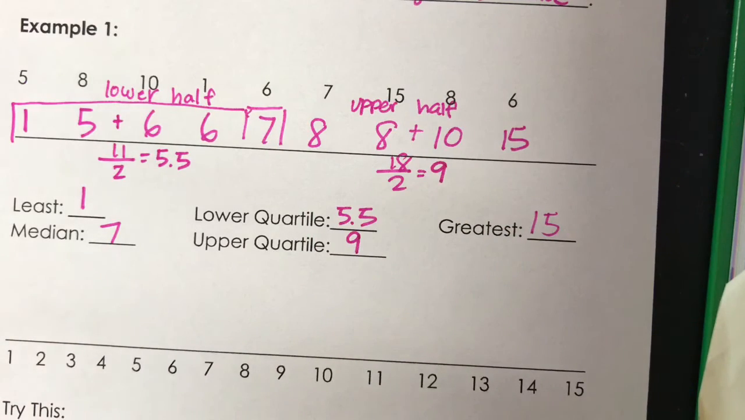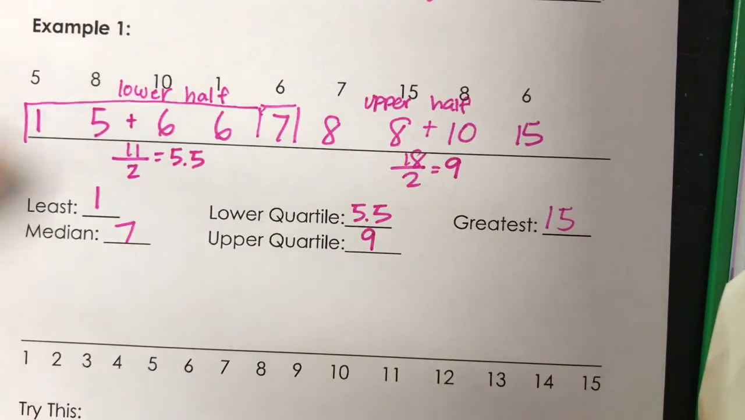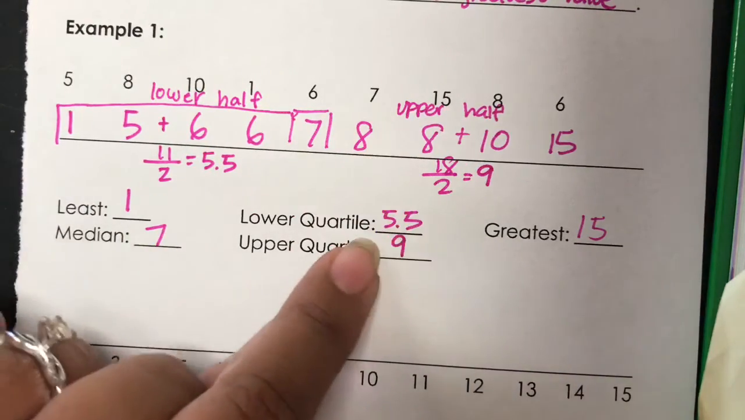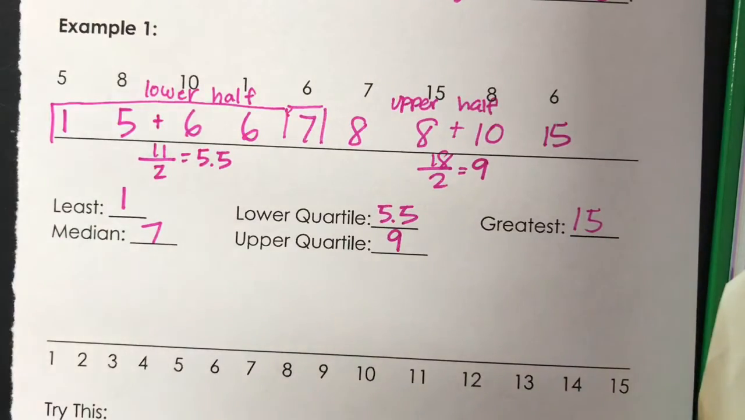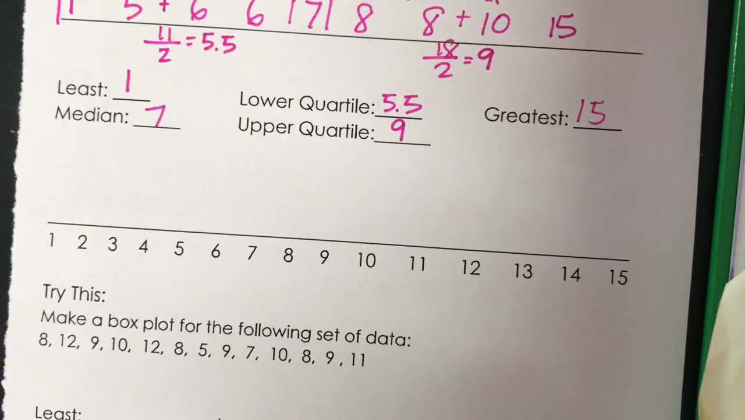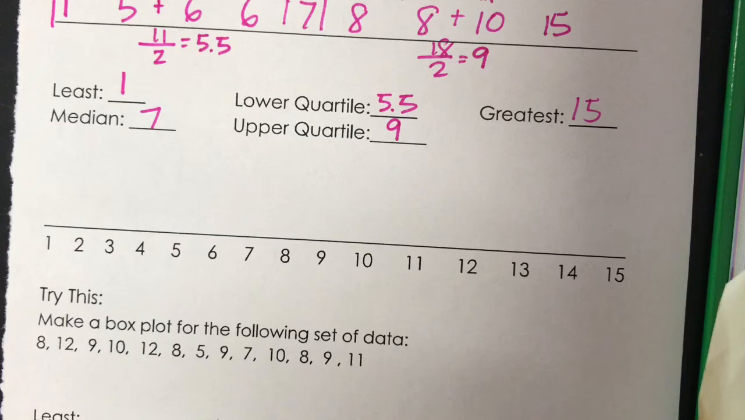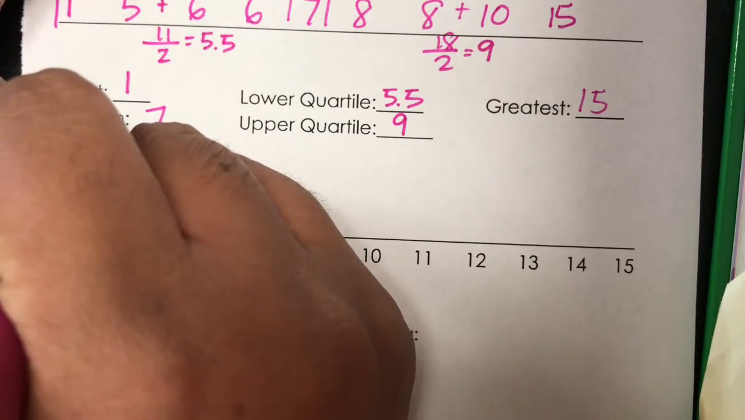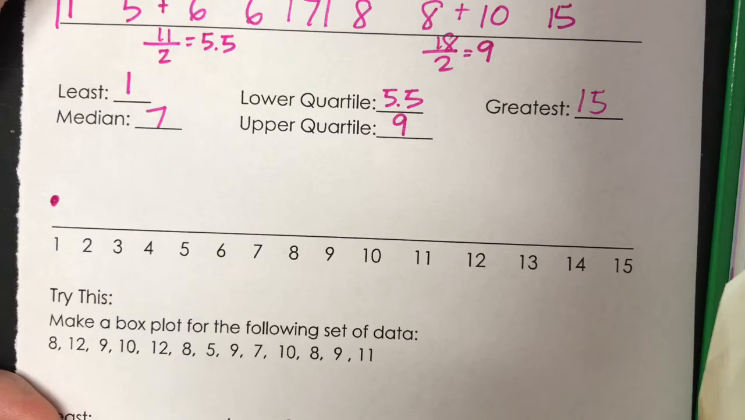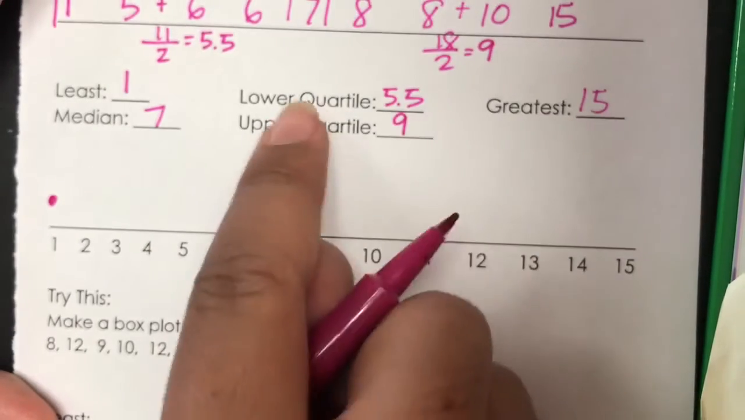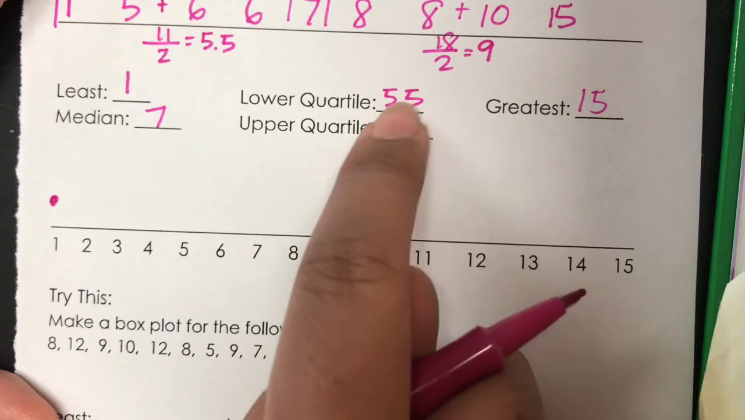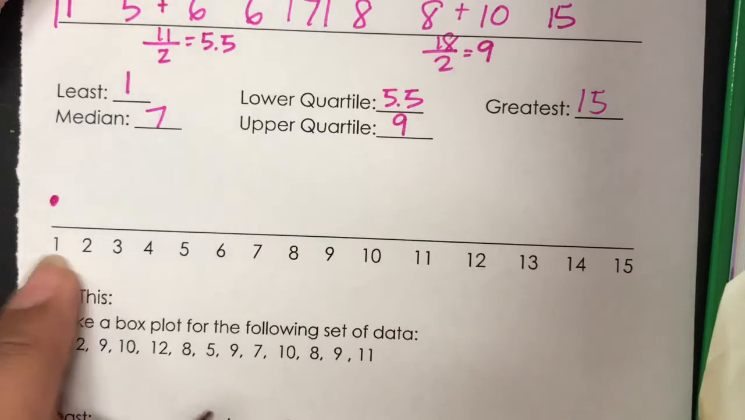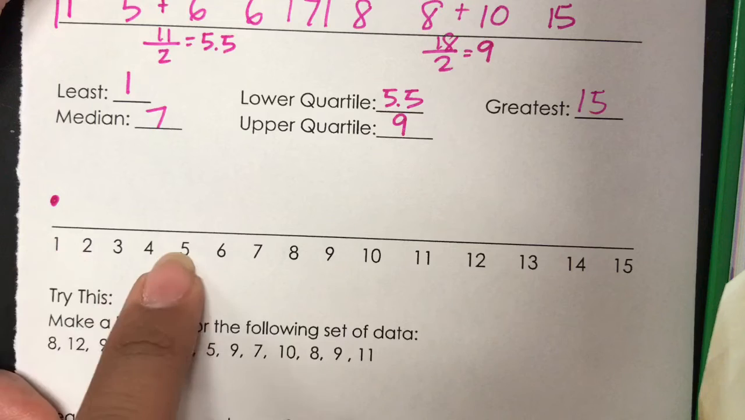All right, so lo and behold, we now have our 5-number summary. We've got our least value number, our greatest value number, our median, our lower quartile, and our upper quartile. So we can now make our box plot. So remember, the first step is you need to put dots above the 5 values. So we're going to start off here, put a dot above the 1 because that's our least valued number. We're going to put a dot above our lower quartile.